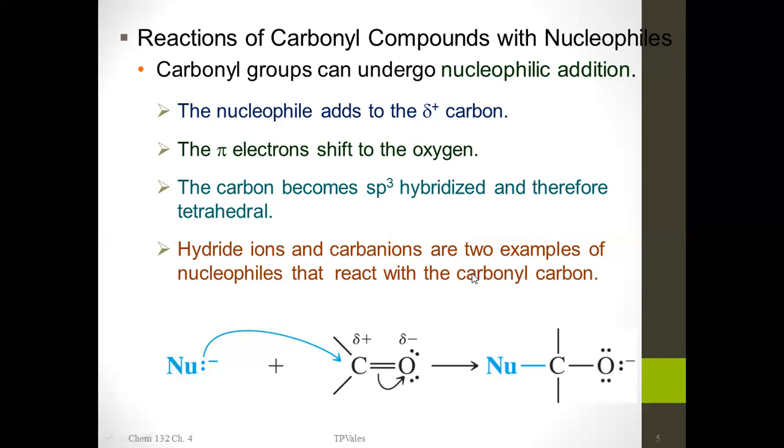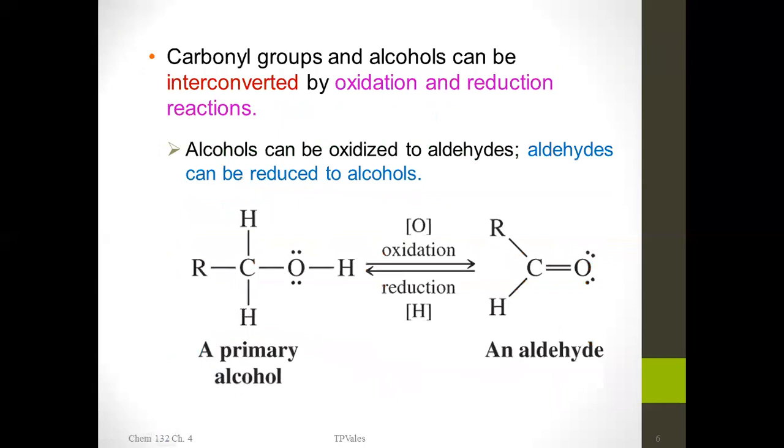Hydride ions and carbanions are two examples of nucleophiles that react with carbonyl carbon. So a hydride ion is hydrogen with 2 electrons and a negative charge. A carbanion is a carbon with 2 electrons and a negative charge. Okay. So of course, there are a lot of nucleophiles. You have already encountered a lot in the previous chapters.